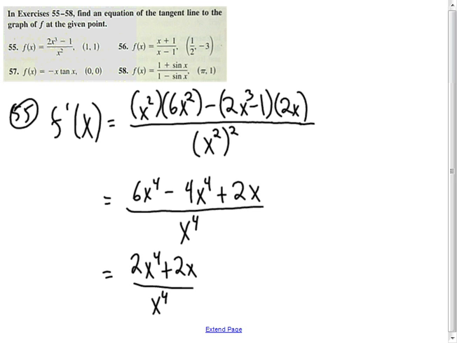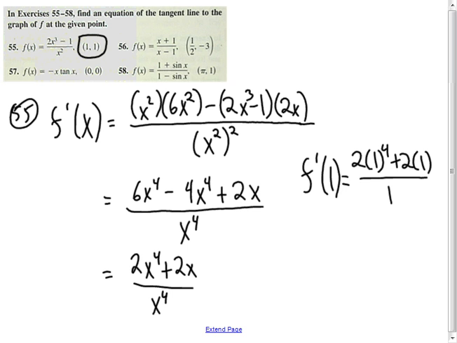Okay, so that will tell me the derivative at any point. I want to know the derivative specifically at this point where the x coordinate is 1. So I want to find f prime of 1, and that's going to be 2 times 1 to the fourth plus 2 times 1 over 1 to the fourth, and that's just going to be 4. So I have a slope that's equal to 4.